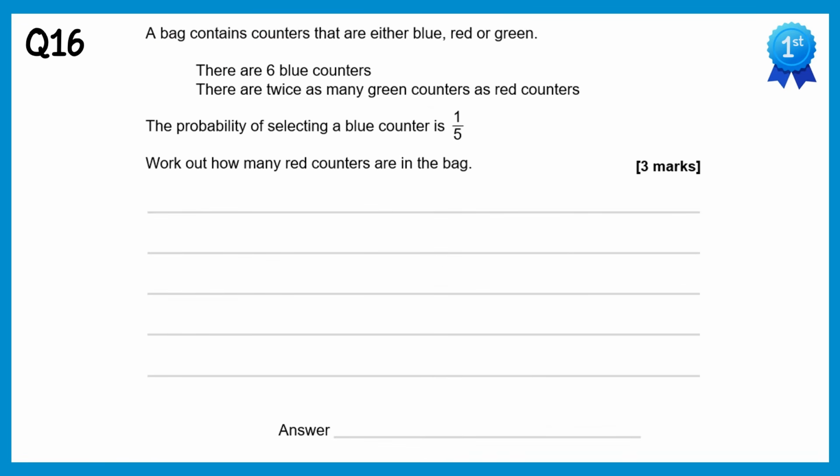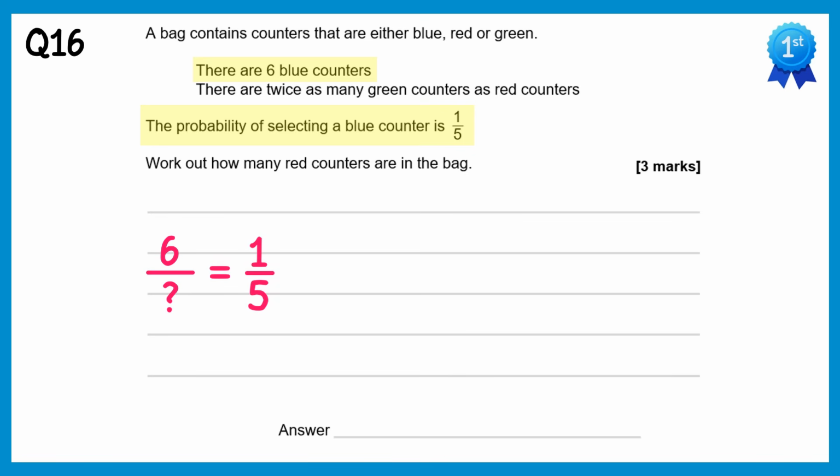In this question we have a bag which has blue, red or green counters, and we're told there are 6 blue counters. We are also told the probability of selecting a blue is 1/5. So we don't know how many counters are actually in the bag. So if we were to work out the probability of selecting a blue counter, we do 6 blue counters, divide by the total number of counters, which we don't know, so we'll call that a question mark for the minute. Then this would equal 1/5, we're told that in the question.